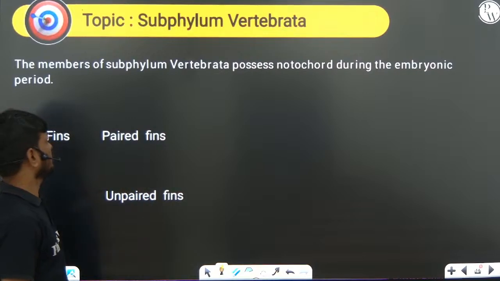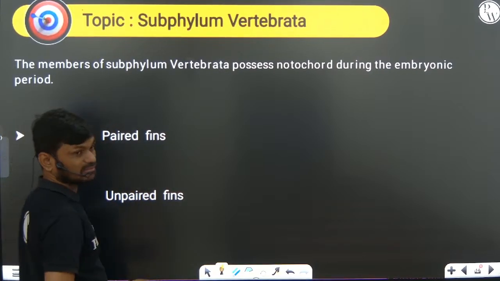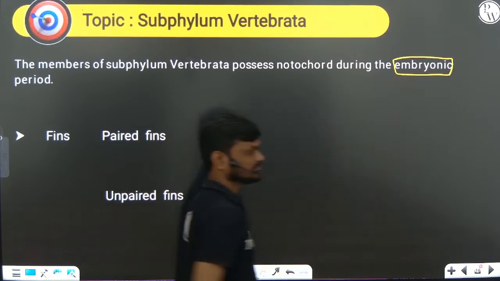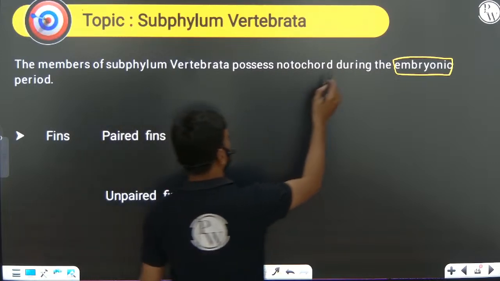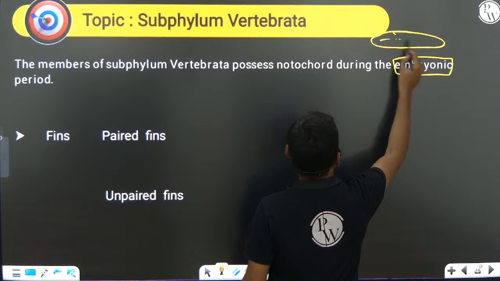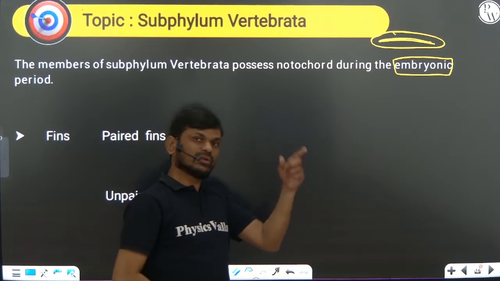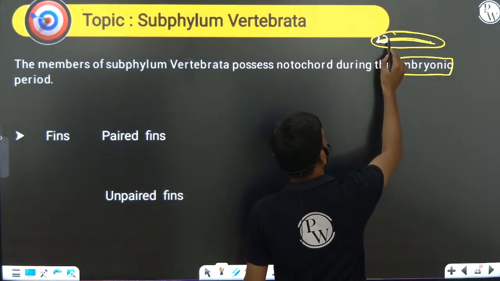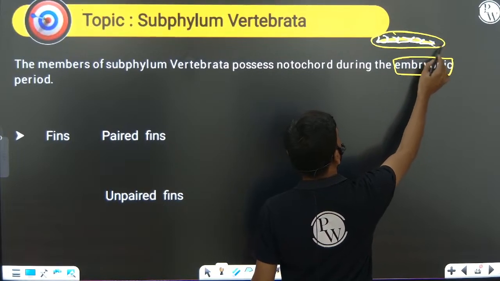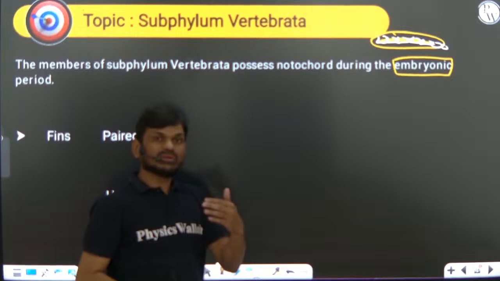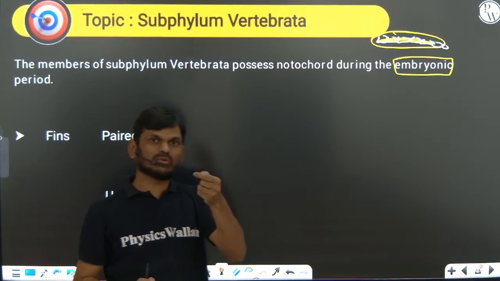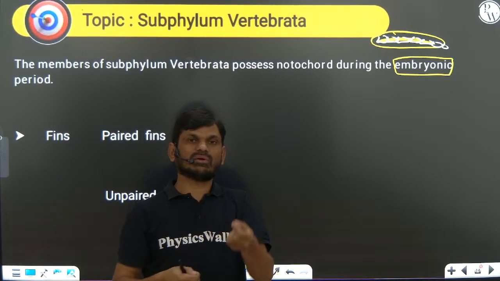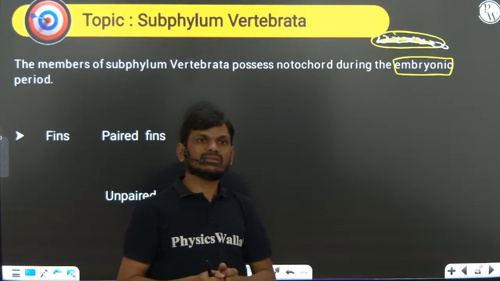Subphylum vertebrata. The members of this subphylum possess notochord during the embryonic stage, just as we discussed in the question. In this animal group, there is a notochord only in the embryonic stage. In adults, the notochord is replaced by the vertebral column, the backbone. The small portion of the notochord remains between two vertebrae, in the intervertebral disc, in the form of nucleus pulposus. It is not there in NCERT, don't get confused.